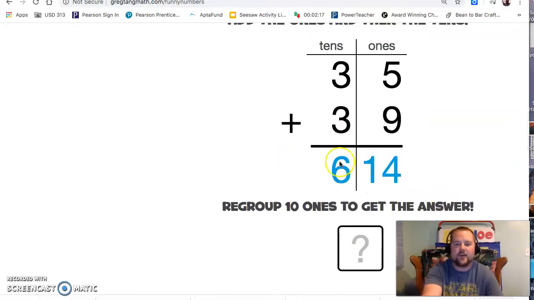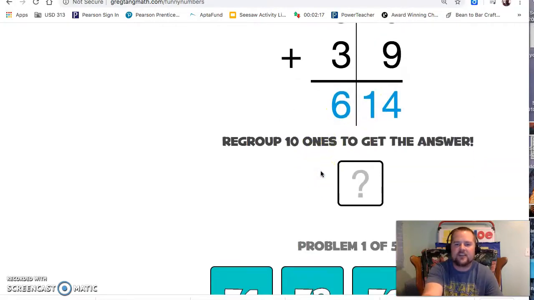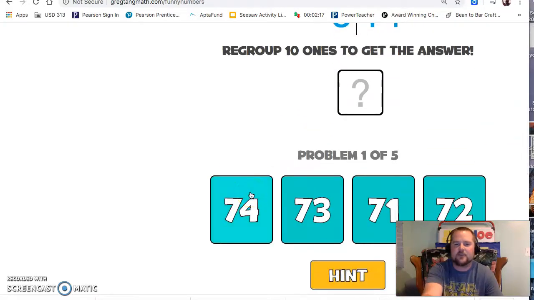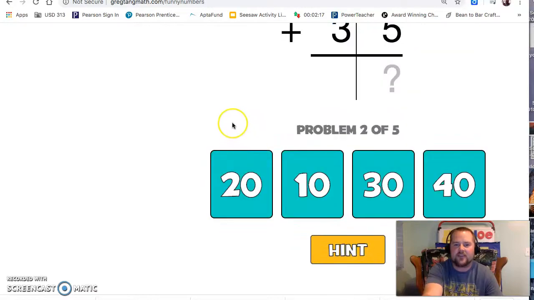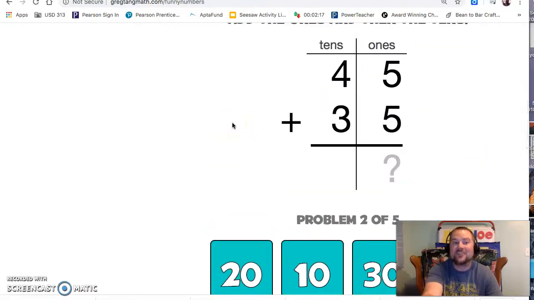Look, we have a funny number: 6014. We need to regroup this 10 and shift it over to the tens place. So 6014 is going to be 74. Now, to grown-ups, that sounds kind of weird, I know, but the kids know it.